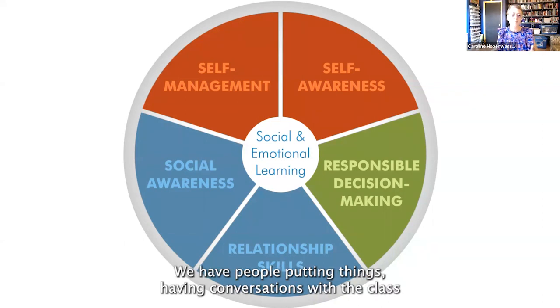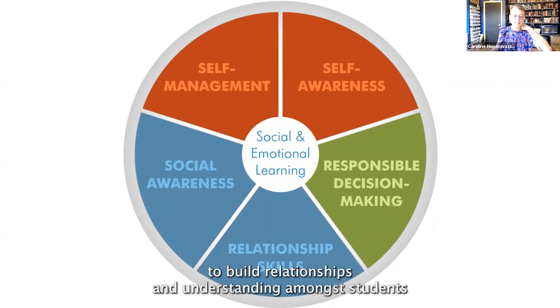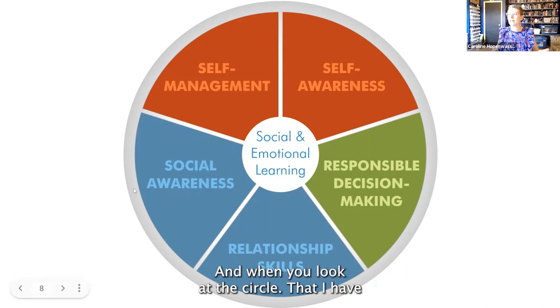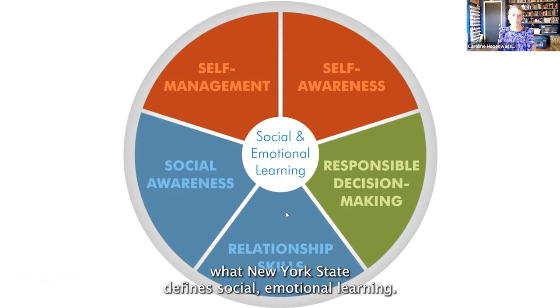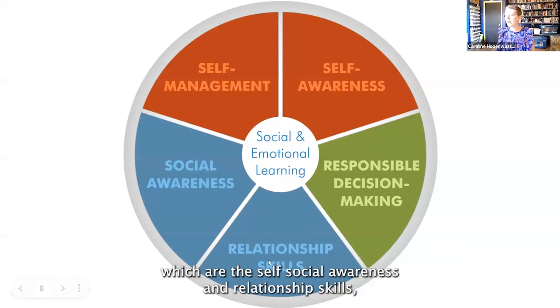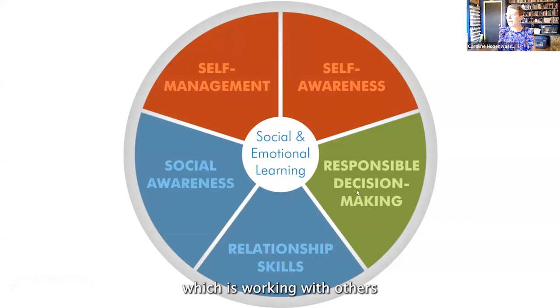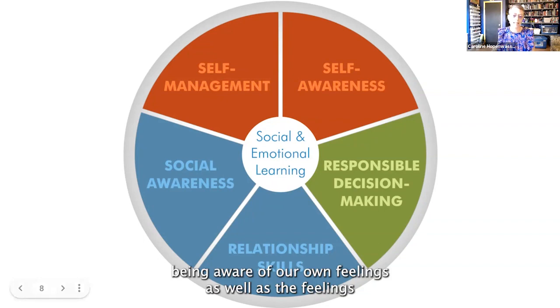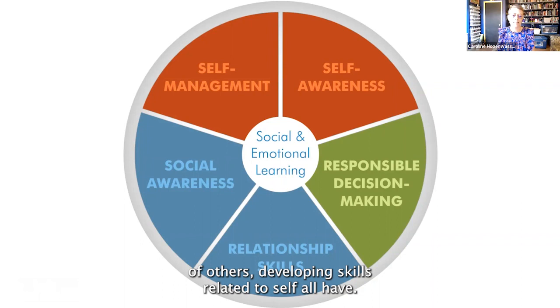In the chat, we have people putting things, having conversations with the class to build relationships and understanding amongst students. Definitely means building strong relationships with self and others. That's the key. And when you look at this circle that I have on our screen, that's what New York State defines social emotional learning as. And it has those pieces of self-management and self-awareness, which are the self, social awareness and relationship skills, which is working with others, and responsible decision-making, which brings in both pieces. Being aware of our own feelings as well as the feelings of others, developing skills related to self.